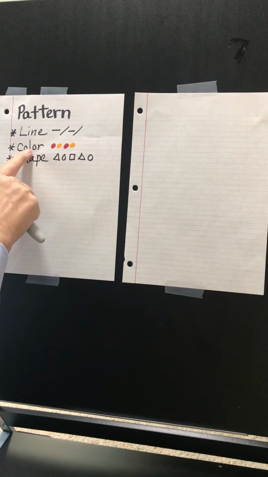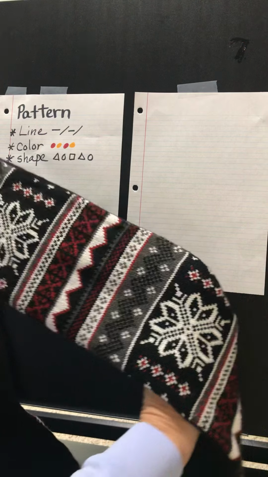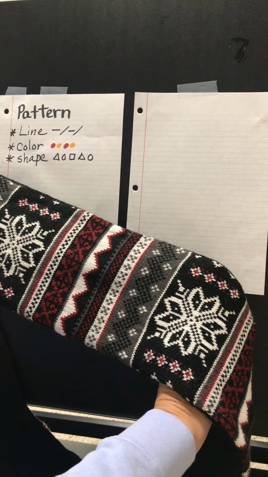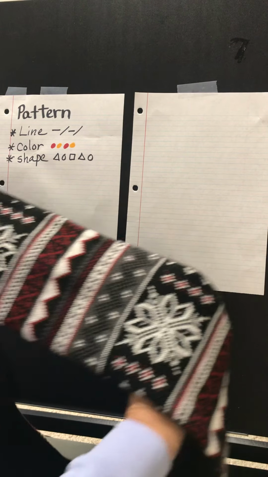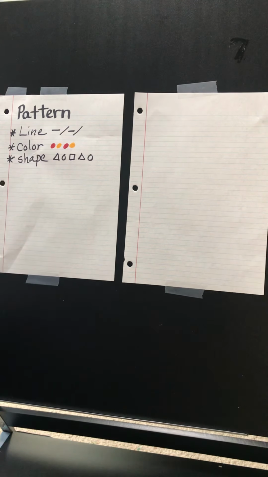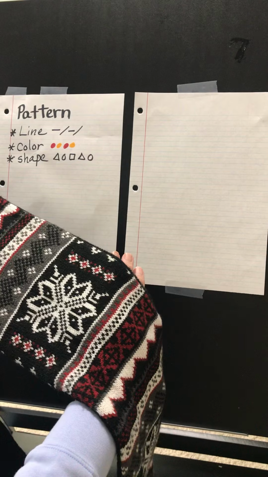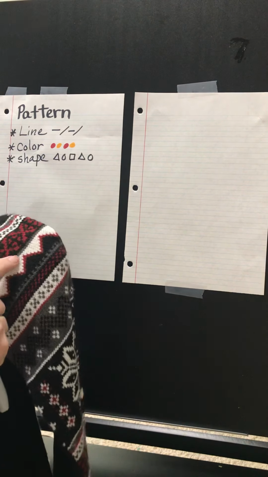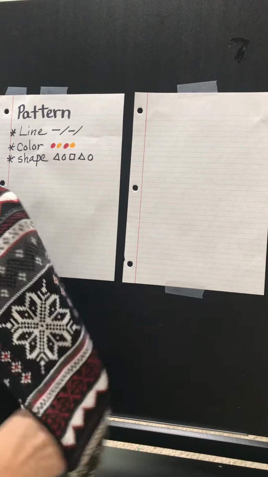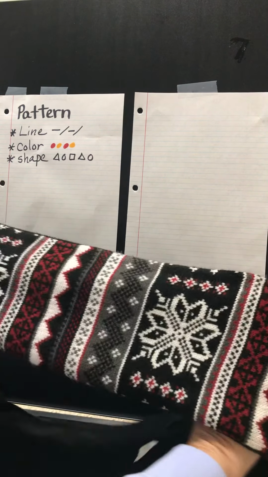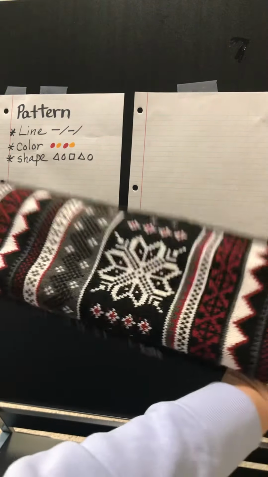We also could have pattern in color. Do you see a pattern here to the colors? It's gray, black, white, and red. And then we can have pattern in the shapes too. Look at this one right here. These are triangles. These would all be rectangles. So we can have all different ways that we show pattern. This one just happens to have them all inside of one.